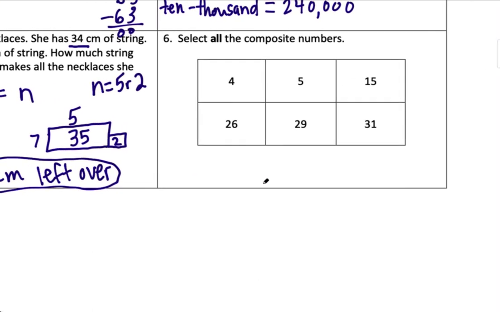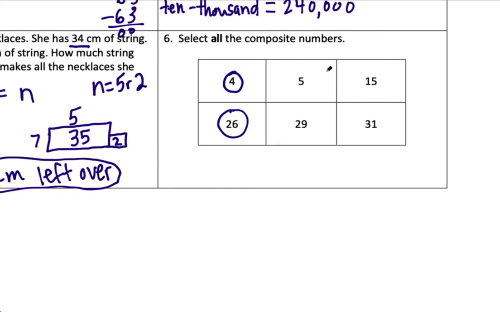All right, number 6, select all the composite numbers. Now, composite numbers are numbers that have more than 2 factors, so you can do T-charts with all these, but I know every even number except for 2 will always be composite. So I'm going to circle all the even numbers that aren't 2. That's all the even numbers.